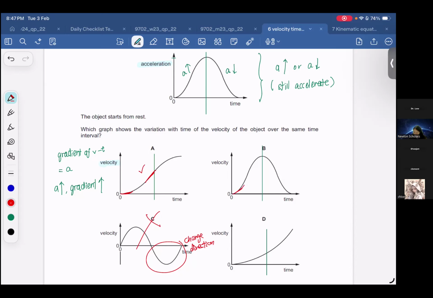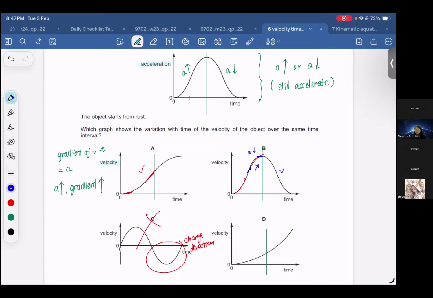And then this one, how many sections? It seems like here is going like this, and then here is another section. For B, it seems to make two sections already. So velocity goes like this and then like this. This part is actually decreasing acceleration: the gradient decreases, so your acceleration is decreasing. So this part is wrong.